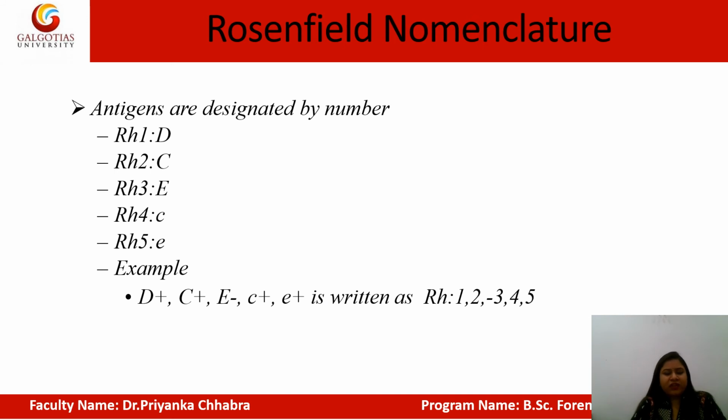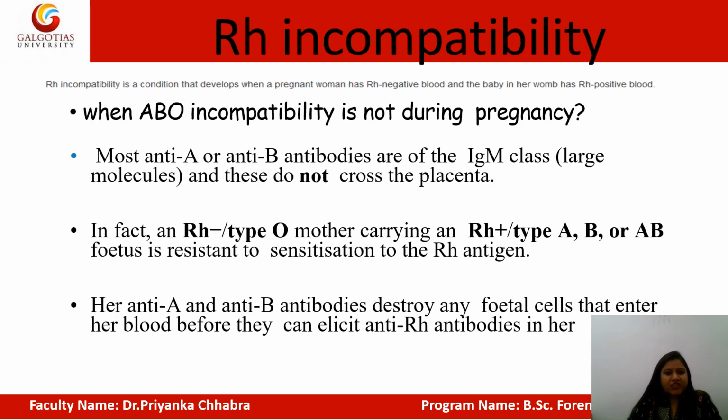Next is the Rosenfield nomenclature. He describes the antigens by numerals, like Rh1 is for D, Rh2 for C, Rh3 for capital E, Rh4 is for small c, Rh5 for small e. For example, D plus, C plus, E minus, c plus, e plus is written as Rh 1, 2, minus 3, 4 and 5.